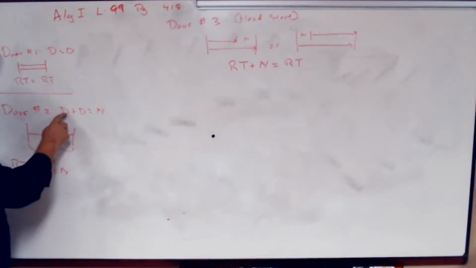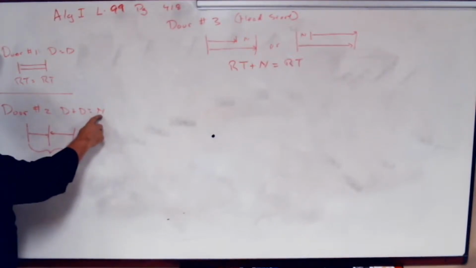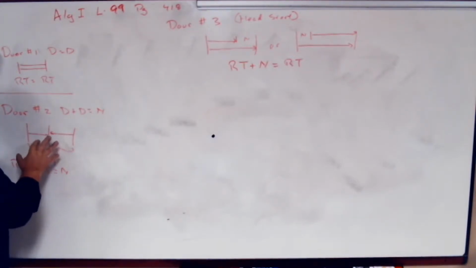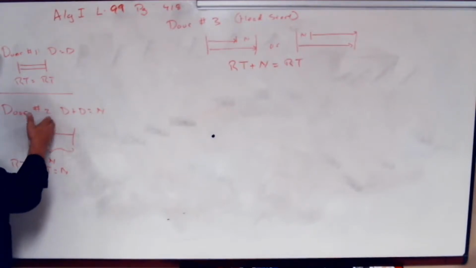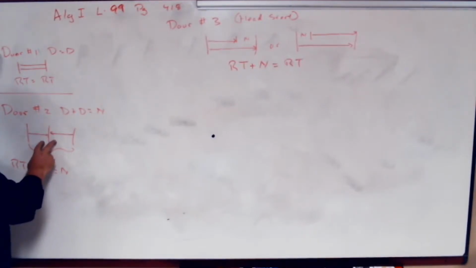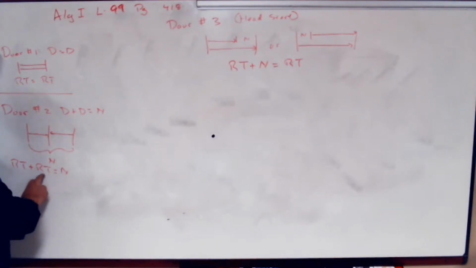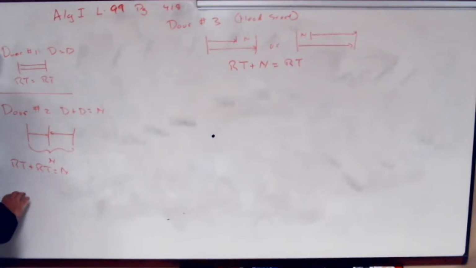Door number 2 is distance plus distance equals a total. When you're working this problem, figure out which one it is. Draw the picture. Figure out what to call it. Is it going together? Is it coming apart? Is it going here and going here? Is it this picture? Label it. Use this equation. Subscript the variables. Put this stuff down. Okay?